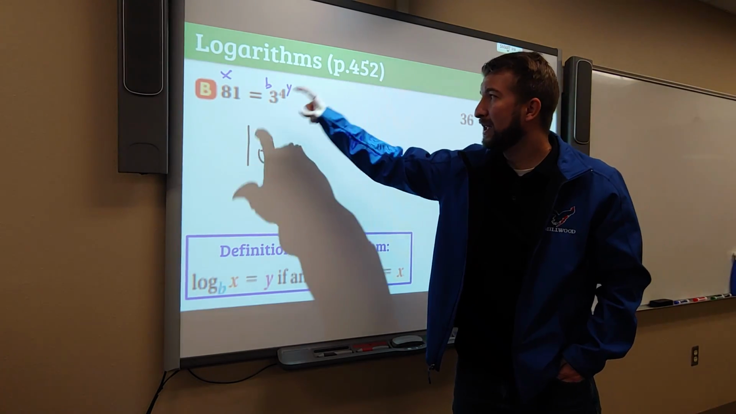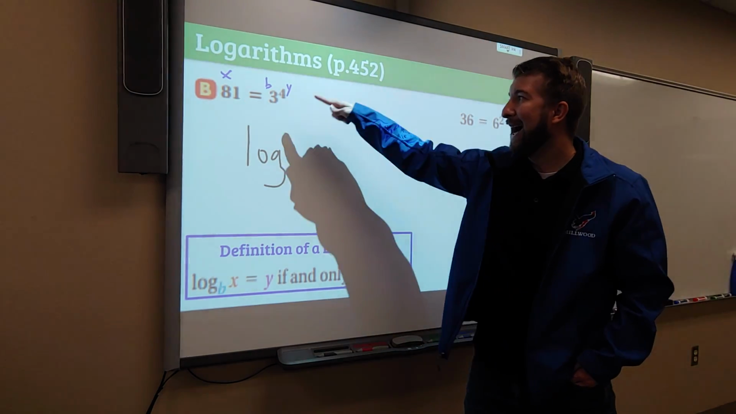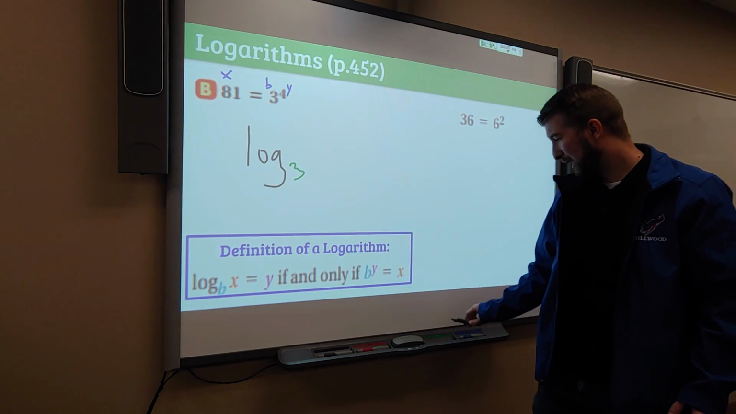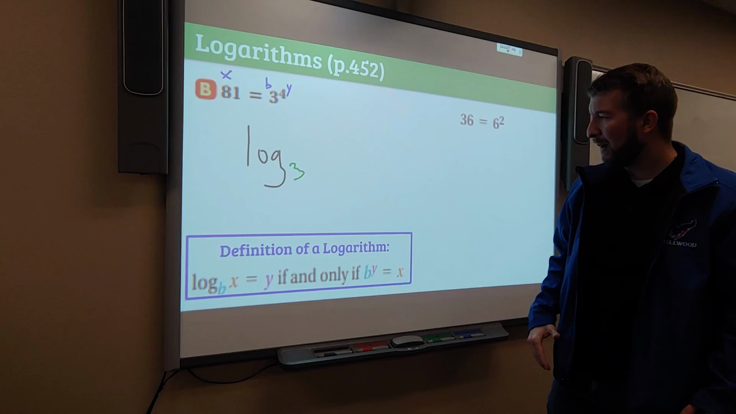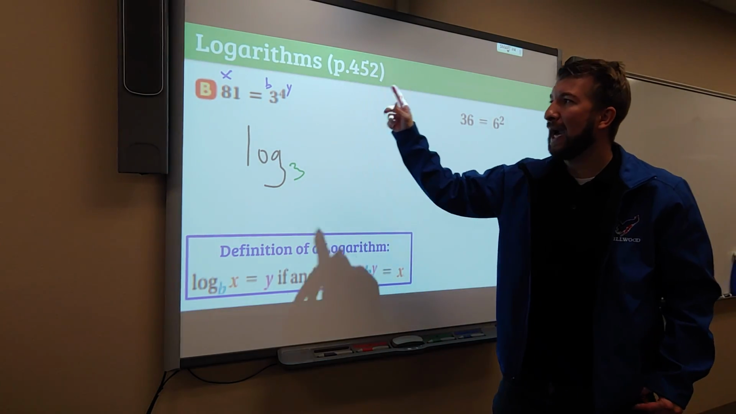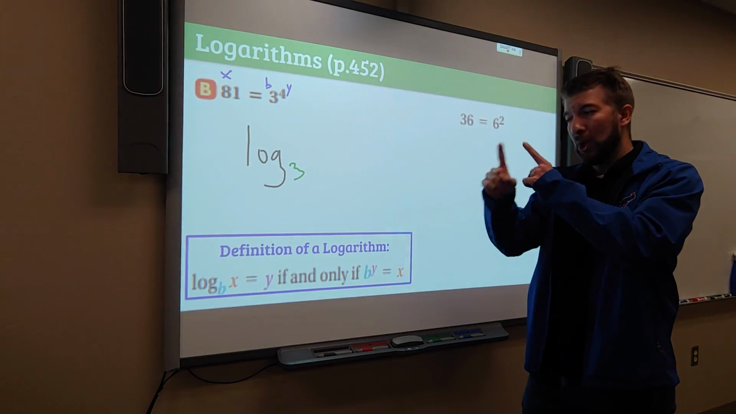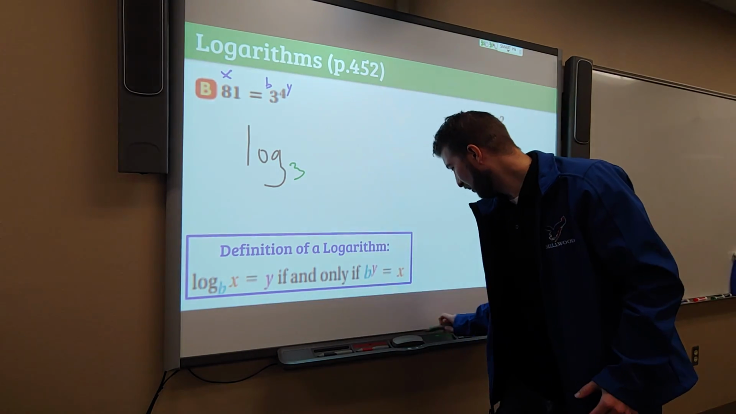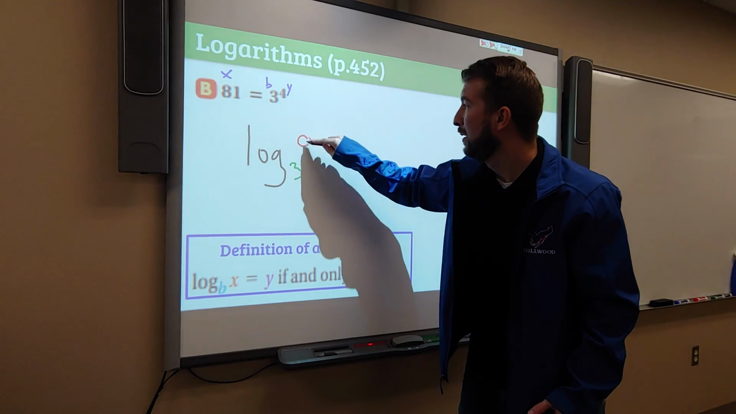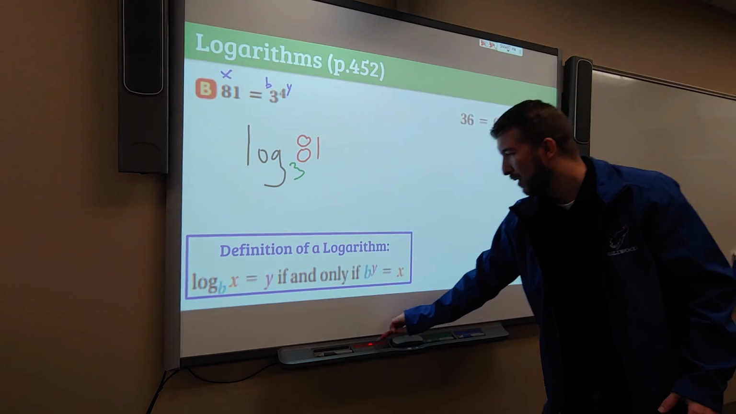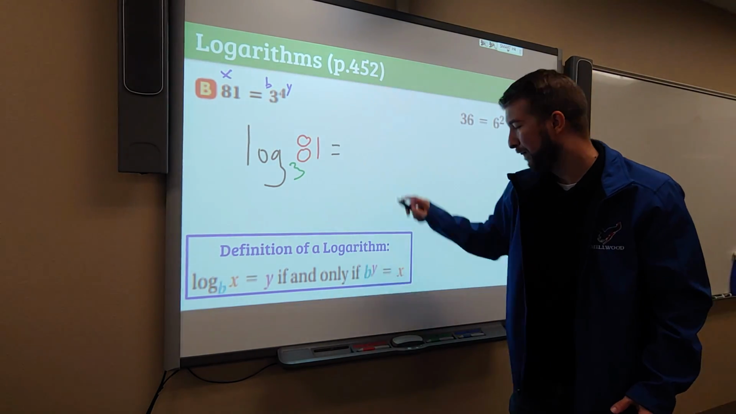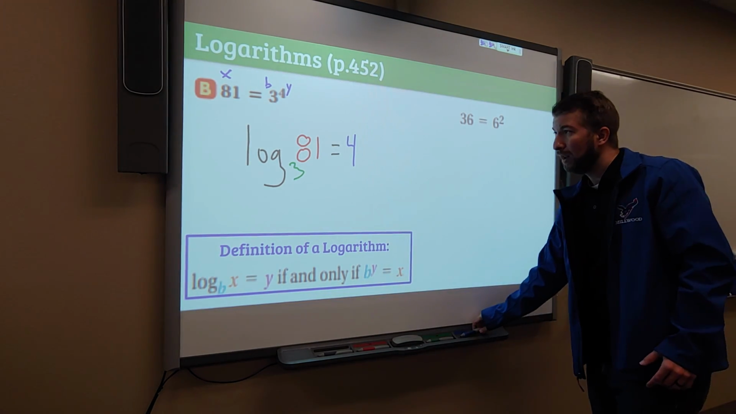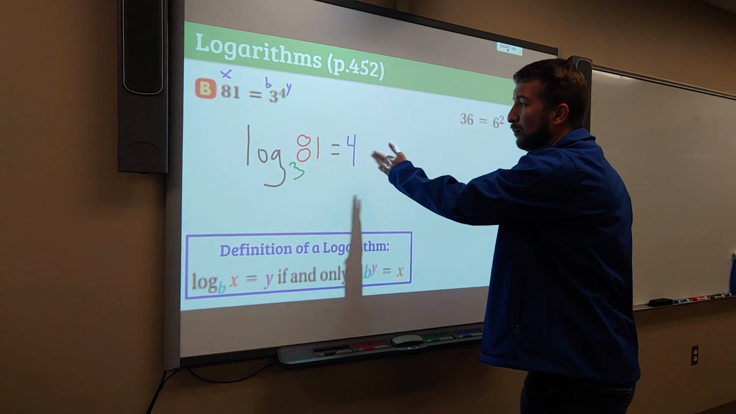The 3, which is that big number that has the exponent, I know that's going to be my base. So I'm going to say 3. That's my base. Then my 81 and my 4 are going to switch. So this 81, I'll use a different color, is going to go right there. I've got my equal sign, 4. Log of 81 base 3 equals 4.